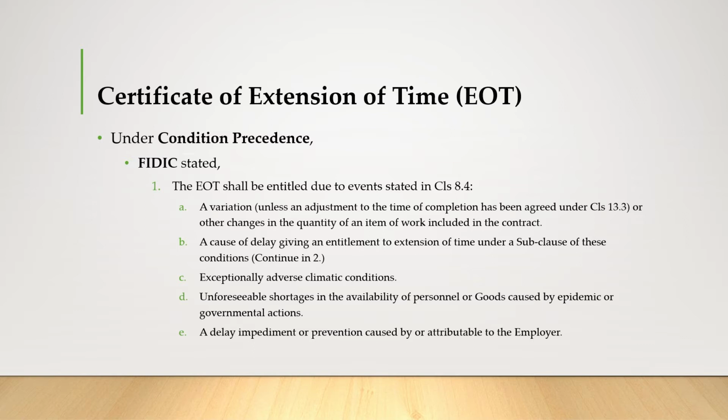The third one is exceptionally adverse climatic conditions. The fourth one is unforeseeable shortage in the availability of personnel or goods caused by epidemic or governmental action. The last one is a delay, impediment, or prevention caused by or attributable to the employer.